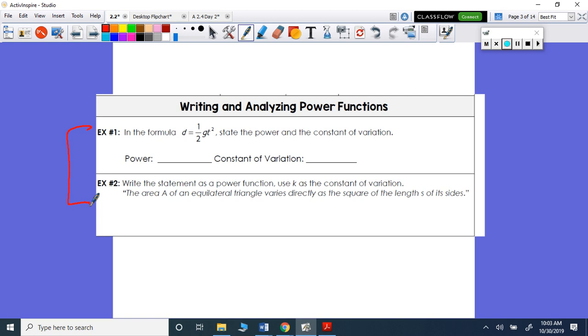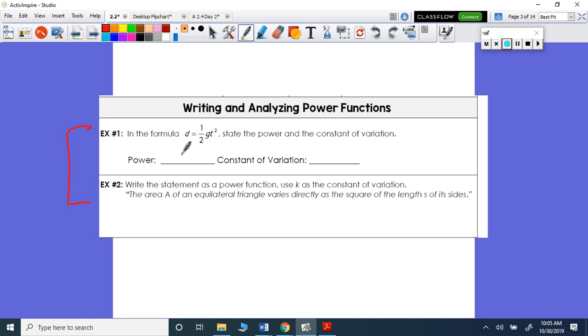Most of your homework tonight is going to focus on problems like example 1 and 2. If I give you the formula of 1/2 GT squared, talk to your groups, the power is going to be easy to figure out, but the constant of variation may be. So friends, did anybody come up with the power to that guy? Yes? 2. That's easy. Whoa, that's not easy. The power is the exponent. But what do you think the constant is? That's a tough one, Kylie. 1/2 G. How did you know that it was 1/2 G?